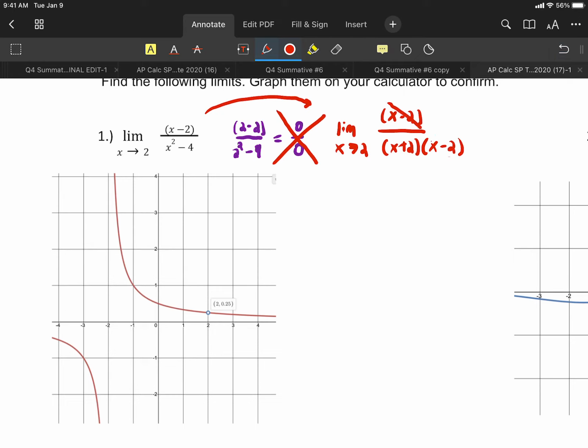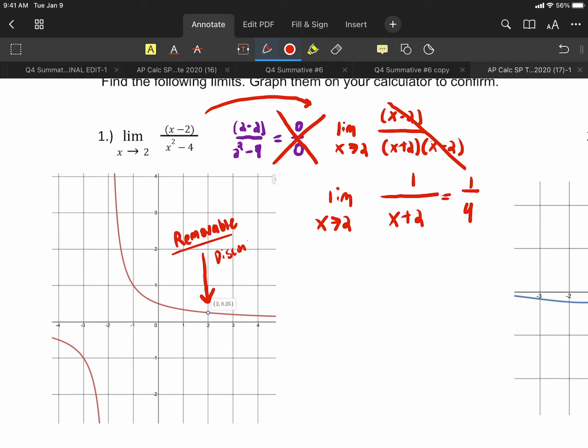The x minus 2's would cancel. And what we'd be left with, well, x minus 2 divided by x minus 2, this is the limit as x approaches 2 of 1 over x plus 2. And that we can just find is 1 over 4. And as you can see on the graph, this is that exact example. We have a removable discontinuity, and the limit does exist.